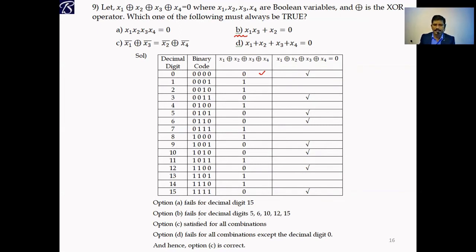So option B fails because of digit 5. See x1, x3, that means 0 into 0 is 0, plus x2, x2 is 1. So 0 plus 1 is 1. So here it doesn't match. So option B fails. Option A fails and option B also fails. Let us see option C, whether it is matching or not.